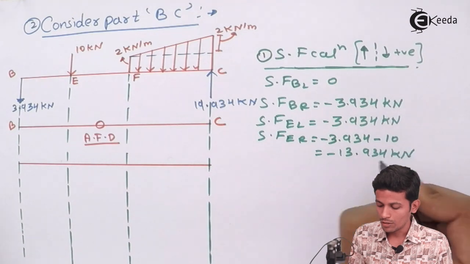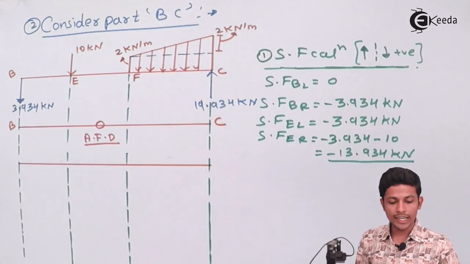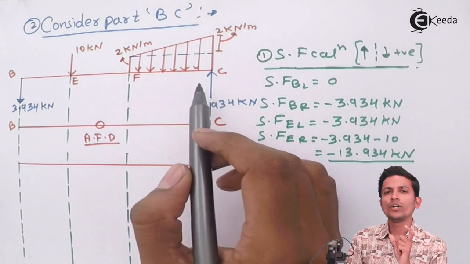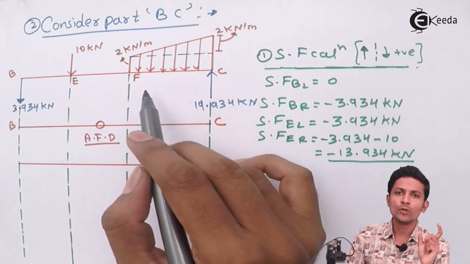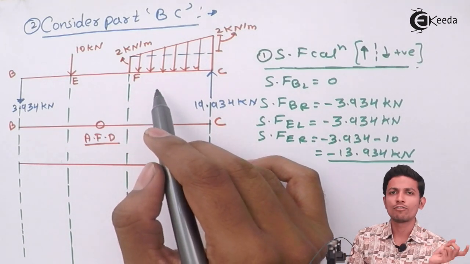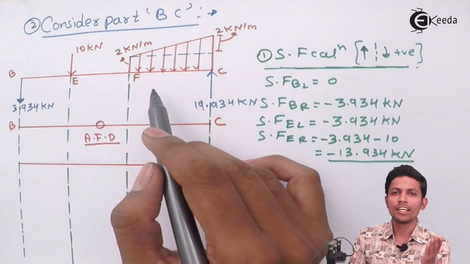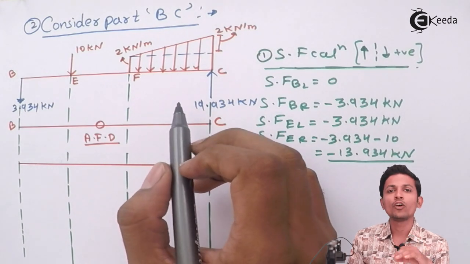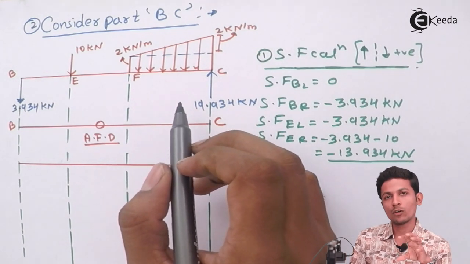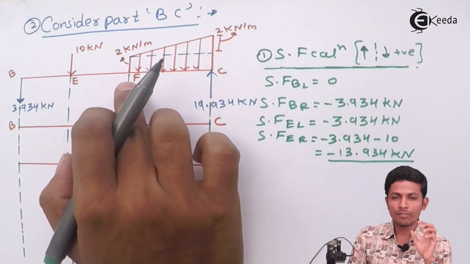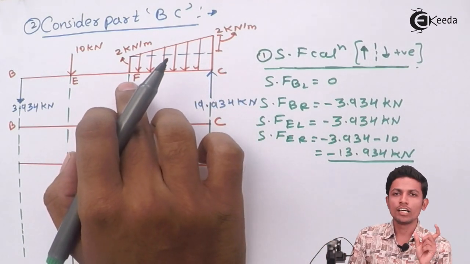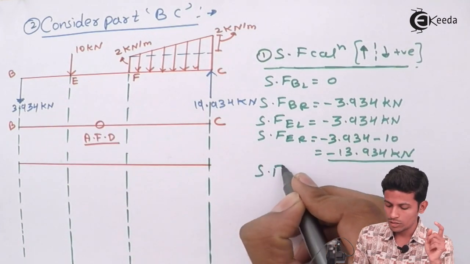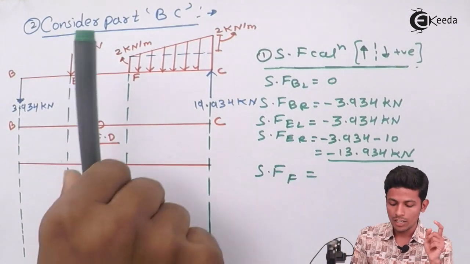13.934 kilonewton. Okay, now when we are solving shear force at F and C in UDL or UVL, in the corner of UDL or UVL, no need to take just left or just right, because there is no change. But please remember one thing, don't convert UDL or UVL into a point load, always keep it that way. When we have taken UDL and UVL for shear force, directly take the corners of that force.